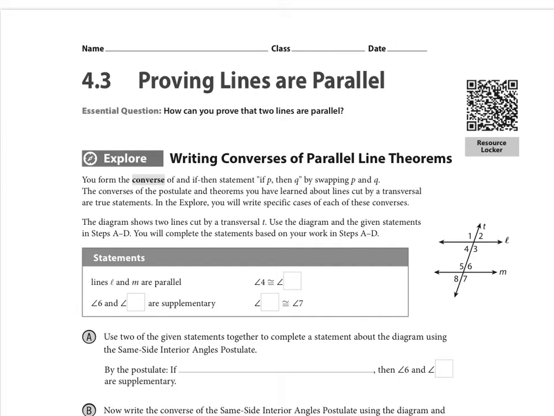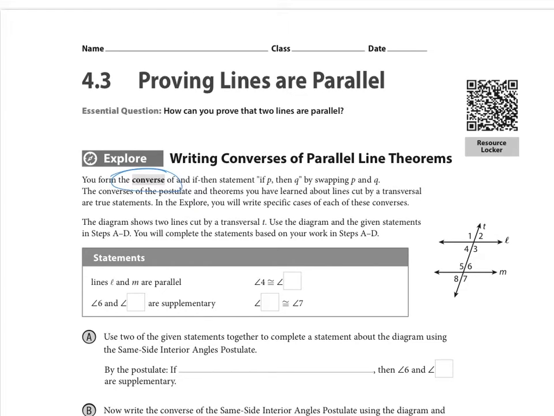We're going to be first exploring the idea of what a converse is. When we form a converse of an if-then statement, if P then Q, we simply swap the locations in the sentence itself of P and Q. So basically the initial hypothesis of that conditional statement becomes the conclusion, and the conclusion becomes the hypothesis. It's basically taking the logic and turning it on its head and reasoning in the opposite direction.